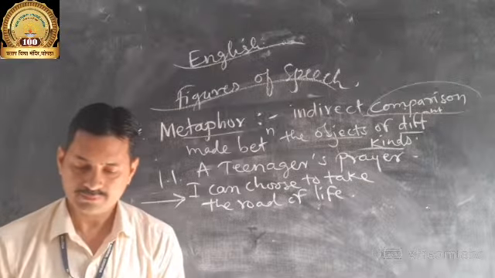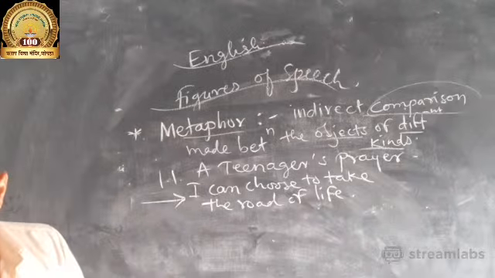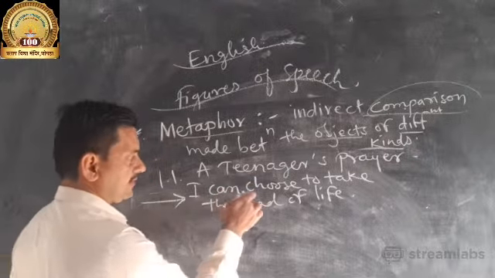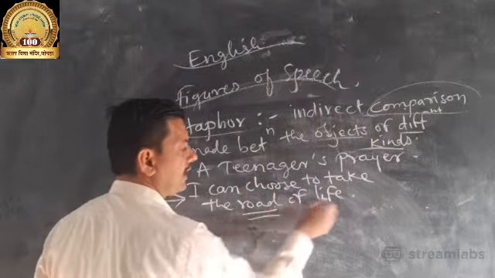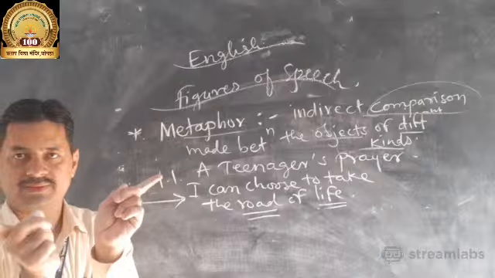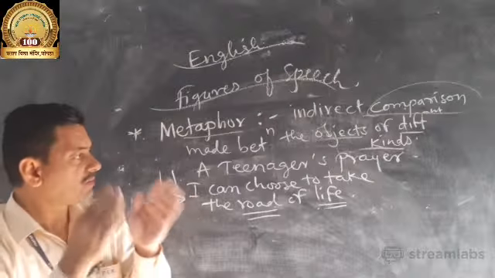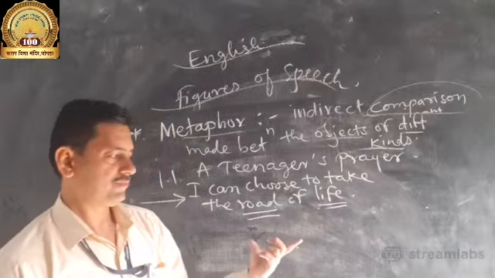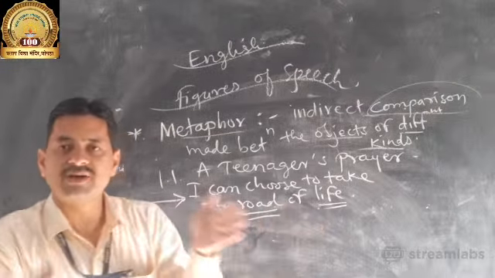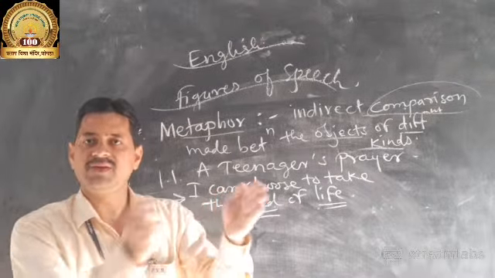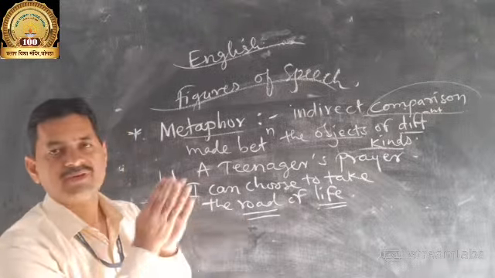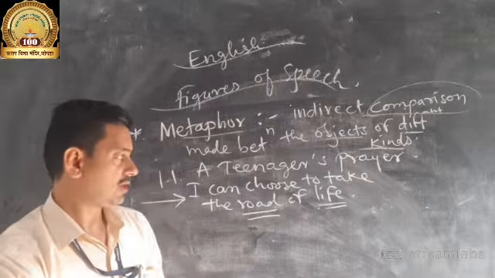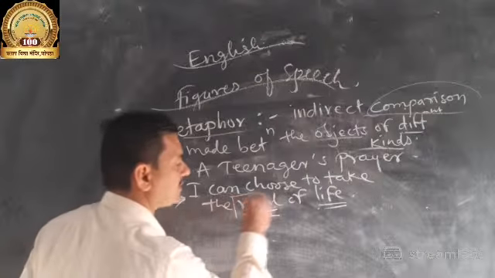Now you can find that in this line, road and life, these are two objects. They are not of the same kind. They are of different kinds, and they are compared. Road and life are compared. The way of life is also there. One can say the way is there also, that is, road is also there. So these are the two objects.